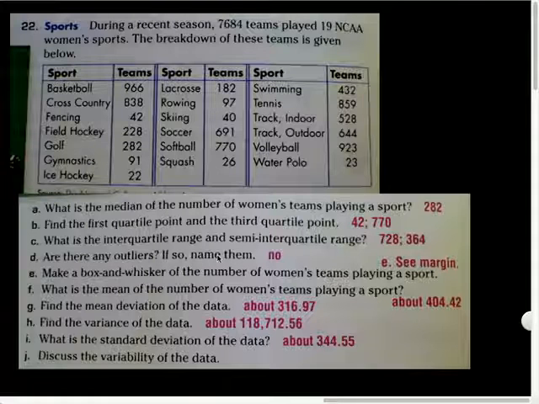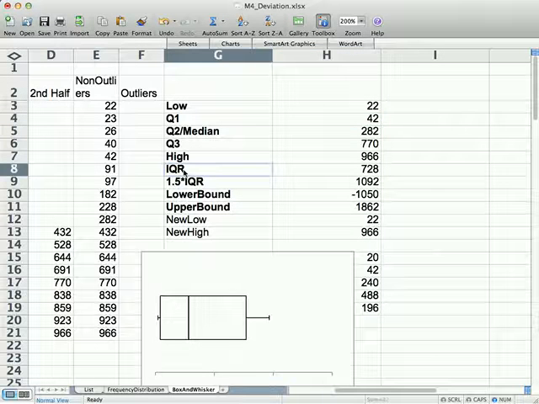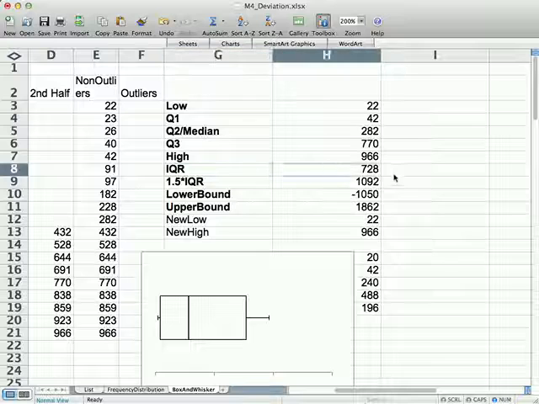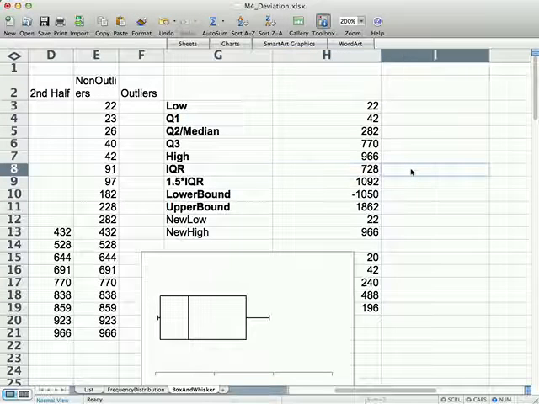What's the formula for interquartile range? You guys remember? Q3 minus Q1. So I call that interquartile range right there. There's 728. So you can see that. Semi-interquartile range. You remember what that one is? Yeah, it's just that divided by 2. So there's the semi-interquartile range. Normally we don't actually need the semi-interquartile range that much.